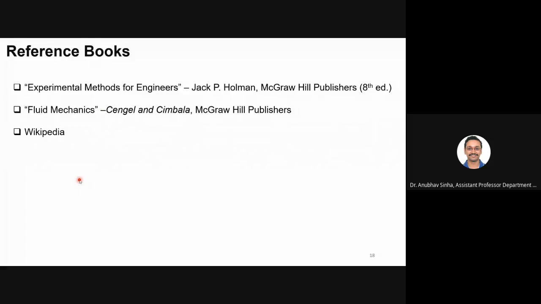With that we end these supplementary notes. If you are really interested in measurement methods, then you should read this book. This is a good reference book for measuring instruments like thermocouple, strain gauge, or pressure tube. You should refer to Experimental Methods for Engineers. Then for Bernoulli and all, you can refer to this book, but this will again be covered in your next semester. And you can get a lot of information from Wikipedia.